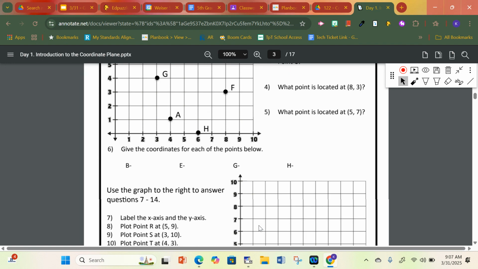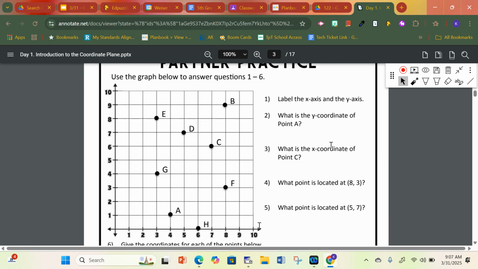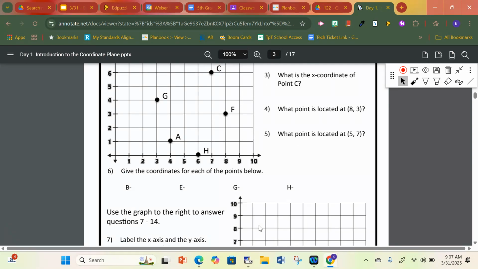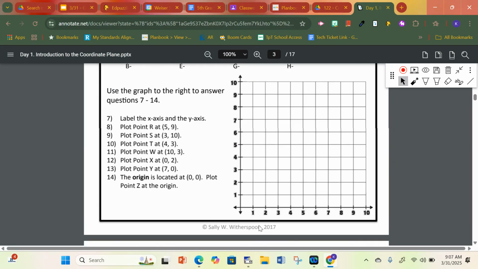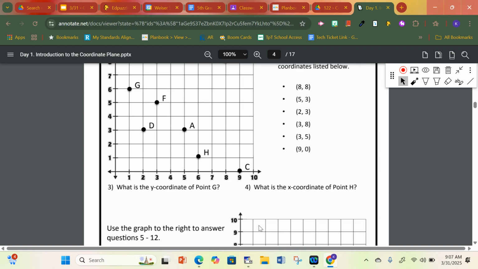Partner practice now. If you've gone ahead and left your partner behind, I don't want them copying your paper. I want you to talk about each one with your partner. Go through it and talk about each one with your partner. And then I'm going to show the answers. If you're watching this on video, pause the video and do this partner practice, and then put it back on and check your answers.